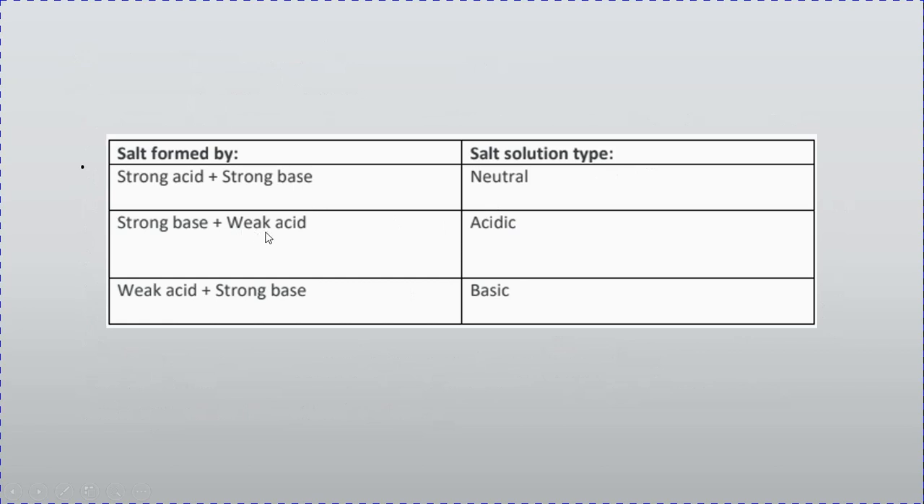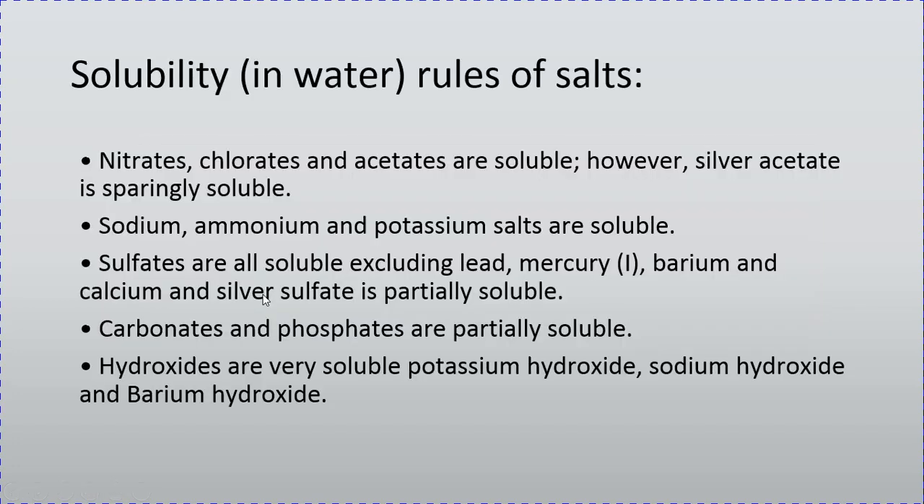When a strong base reacts with a weak acid, it gives an acidic solution. When a weak acid reacts with a strong base, it gives a basic solution. Okay, let me repeat that again. When a strong acid reacts with a strong base, it gives a neutral solution type. When a strong base reacts with a weak acid, it gives an acidic solution type. And then when a weak acid reacts with a strong base, it gives a basic solution type.